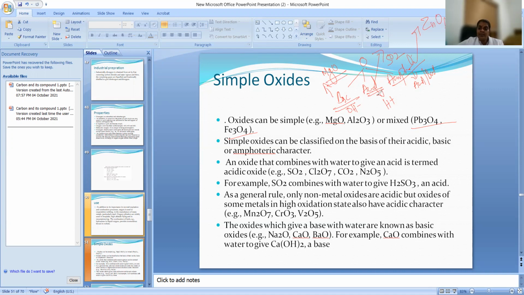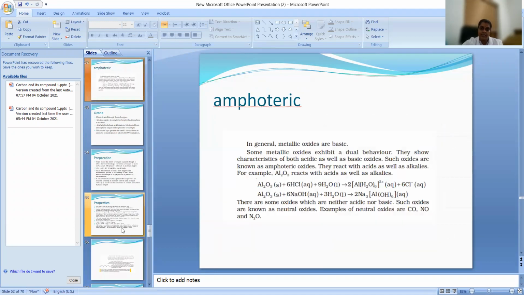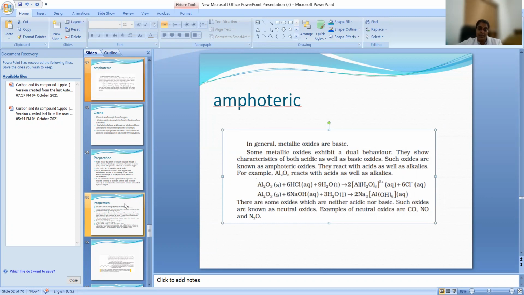And sometimes some metal oxides also behave as acids if the oxidation number is very high, like Mn2O7, CrO3, and V2O5. Now let us see how an amphoteric oxide behaves. It will react with both the acid and the alkali. Al2O3 reacts with acid and produces this product, and it also reacts with sodium hydroxide, producing sodium aluminate.